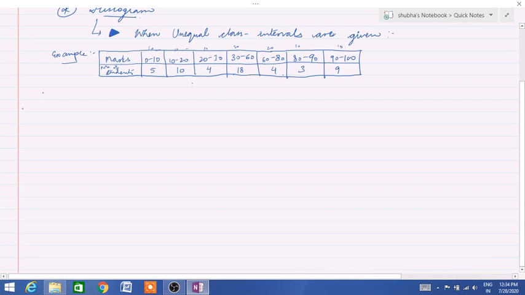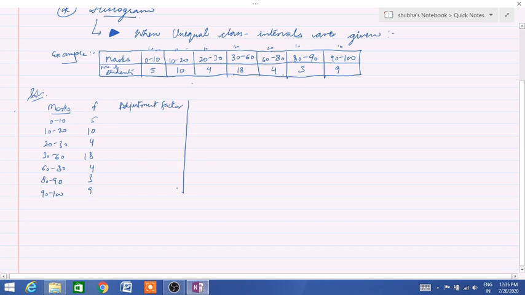For this, first we should know how to calculate the adjustment factor. So first I'll write the marks: 0 to 10, 10 to 20, 20 to 30, 30 to 60, 60 to 80, 80 to 90, and 90 to 100. And the frequencies are 5, 10, 4, 18, 4, 3 and 9. To find the adjustment factor, we have to apply the formula of adjustment factor.